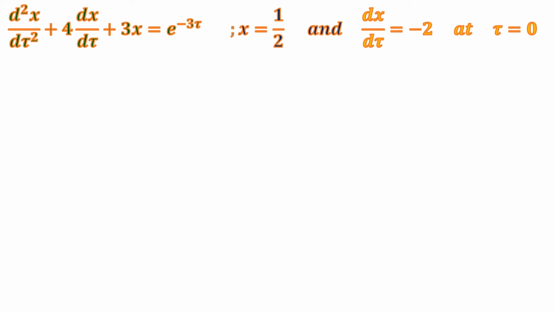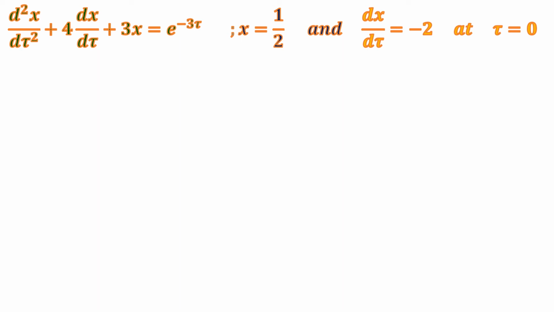So this is d squared x over dt squared plus 4 dx over dt plus 3x equals e to the negative 3t. And there are given initial values: x is 1/2 and dx over dt equals negative 2 at t equals 0. Now based on the given, it looks hard, it looks complicated, because maybe you're unfamiliar with the looks of this. But let's make it simpler to look at.